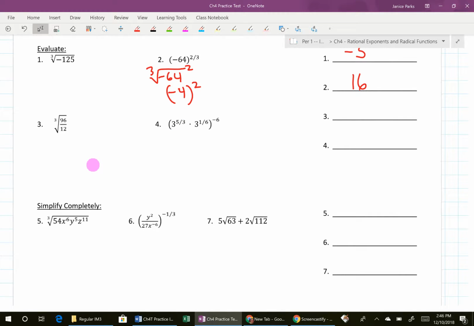For number 3, the easiest way to do this is to reduce 12 into 96, which gives you the cube root of 8, which is 2.